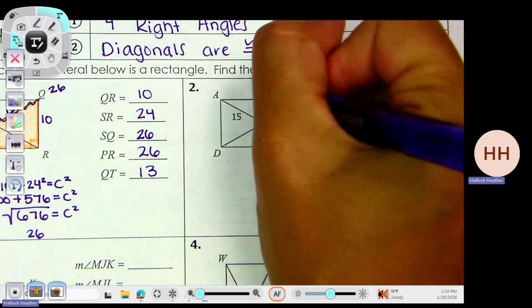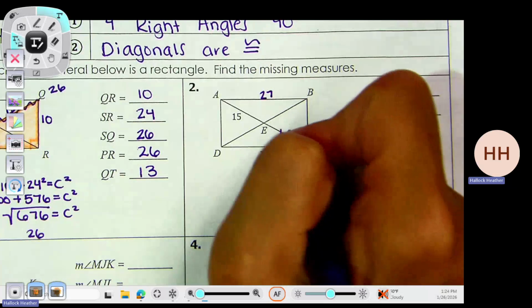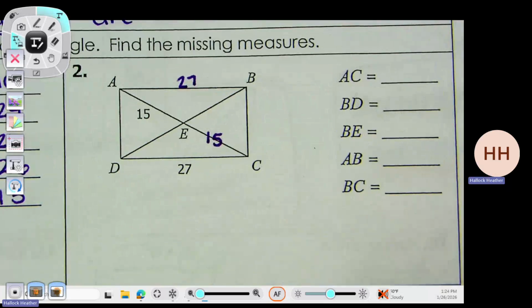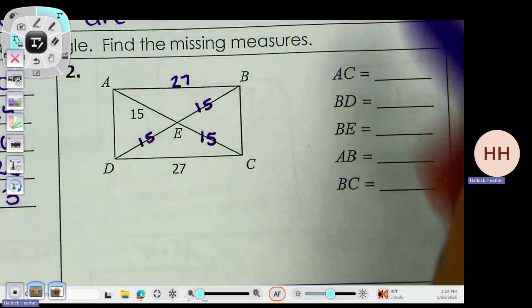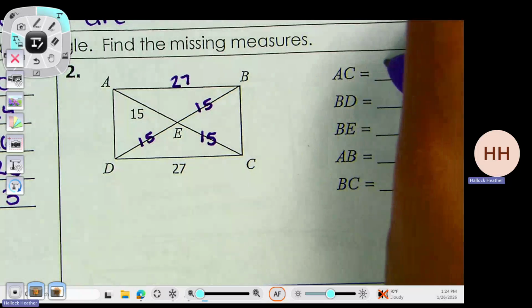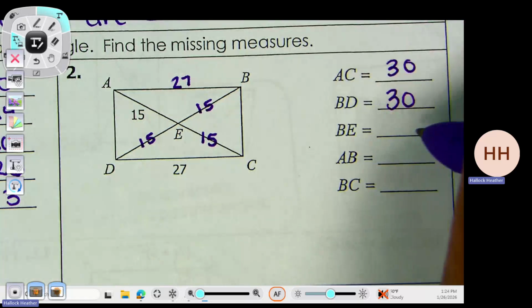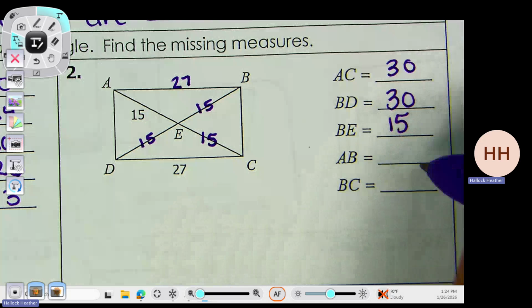So 27 can go here. And look, you're doing math. I feel faster. 15 goes there. Where else can 15 go? Good. 15 can go here. 15 can go here. So let's see what we can fill out. So how much is AC? 30. How much is BD? 30. How much is BE? 15. How much is AB?